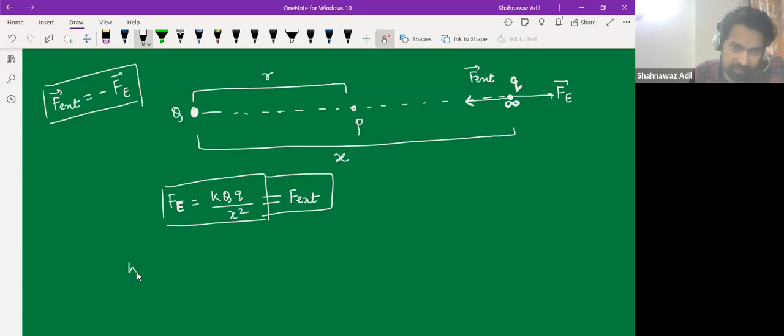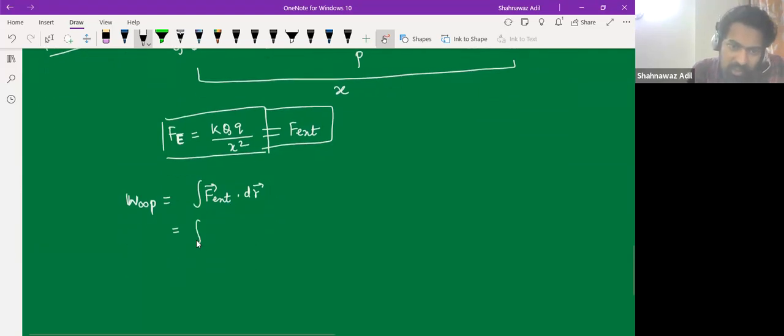So work done in bringing this unit charge from infinity to point P, that is what we want to calculate. So that would be F external dot dr. That would be the work done. And we know that the displacement is in this direction, F external is in this direction, so the angle is 180 degrees. So this would be F external dr and cos of 180, which is minus, so that would be minus.